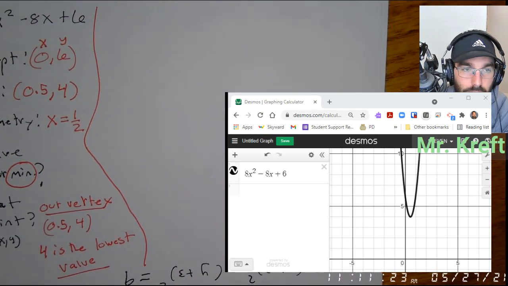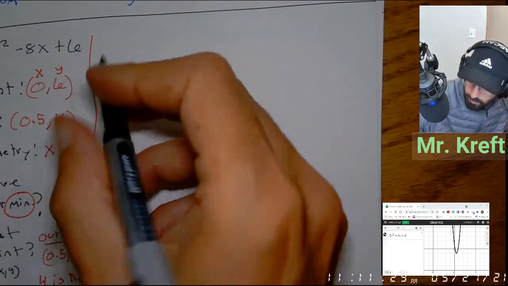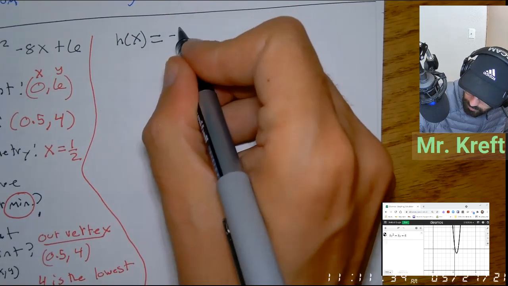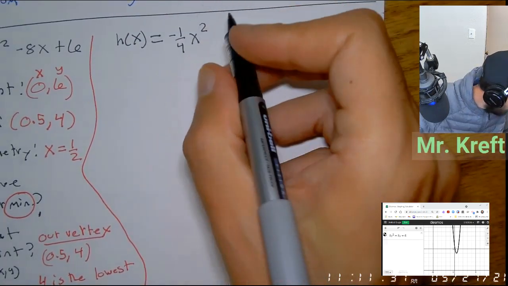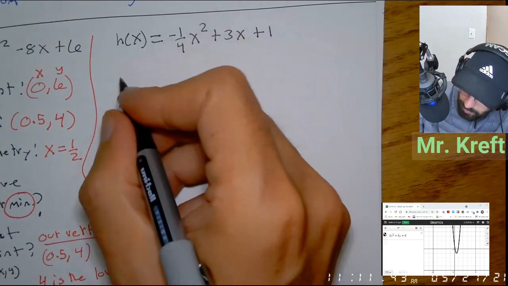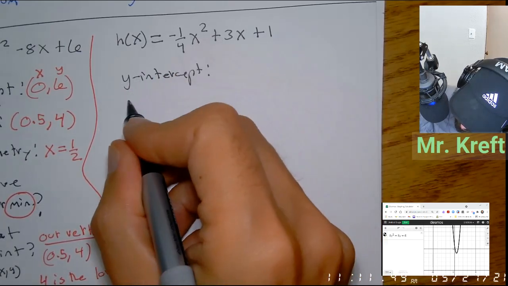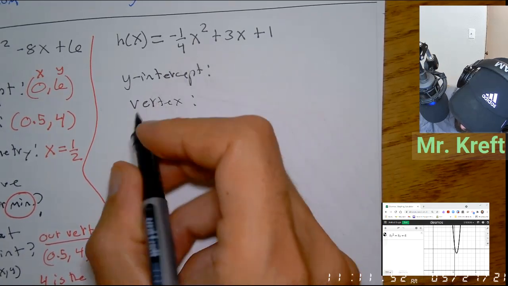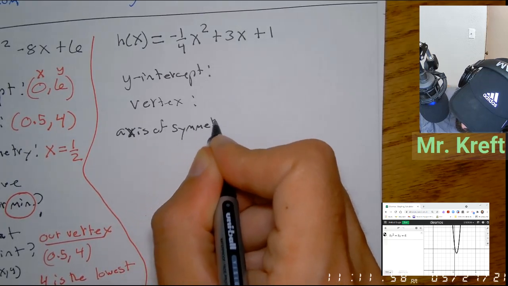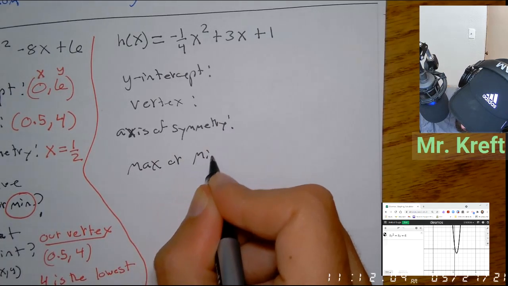Okay, so our last one for the day, I got another one here. Let's do h of x equals negative 1/4 x squared plus 3x plus 1. And you're going to find the y-intercept. You're going to find the vertex. You're going to find the axis of symmetry. And you're going to say, does it have a max or a minimum?